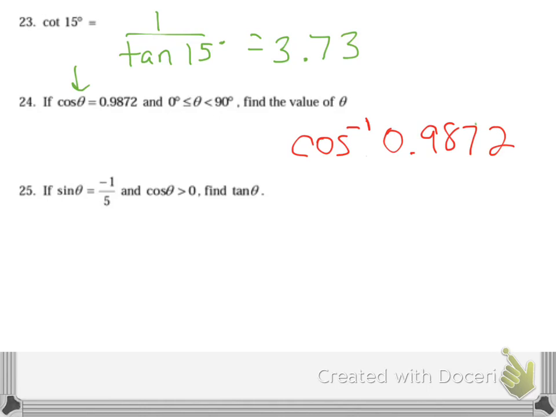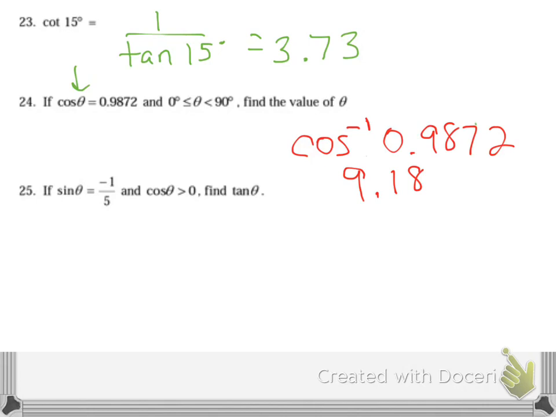Let me put that in my calculator. I'm going to press second cosine, and again, make sure that your calculator is in degrees. You don't need to do it multiple times, just the first time you touch the calculator for the day, or when the batteries lose power. 9.18 is what I get.